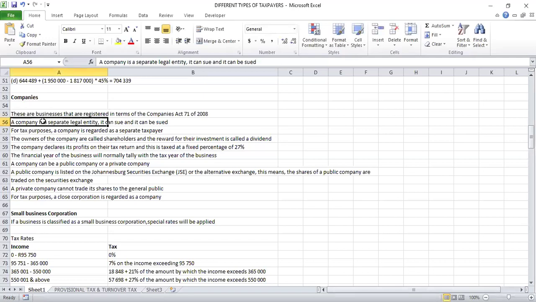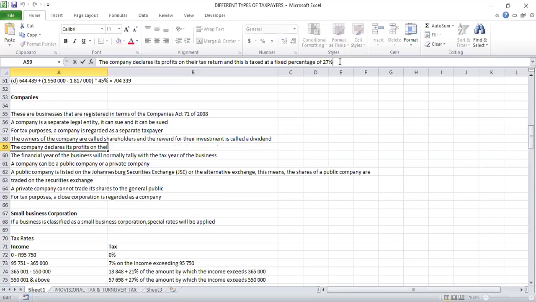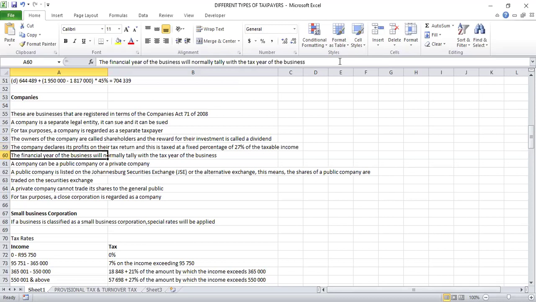Now, a company, unlike a sole trader and partnership, is a separate legal entity, and it is a separate taxpayer. A company on its own pays tax. It has to submit its tax return through the officials of the company. So a company is a separate taxpayer. And this company will pay tax at a rate of 27% of the taxable income. So that is the tax rate.